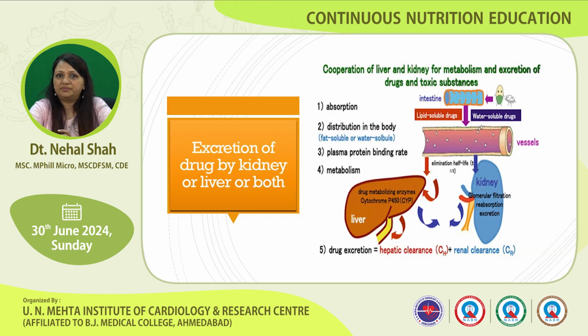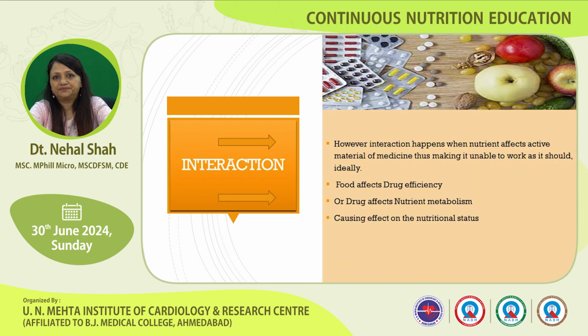After this reaction is completed, the final stage is the excretion of the drug by the kidney or liver or by both. Here the cooperation of the liver and kidney is expected for the metabolism and excretion of drugs and toxic substances. The whole process of absorption, distribution in the body, plasma protein binding rate, metabolism, and finally the drug excretion, may be due to the hepatic clearance plus the renal clearance.